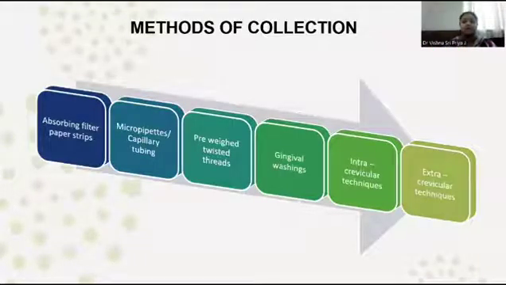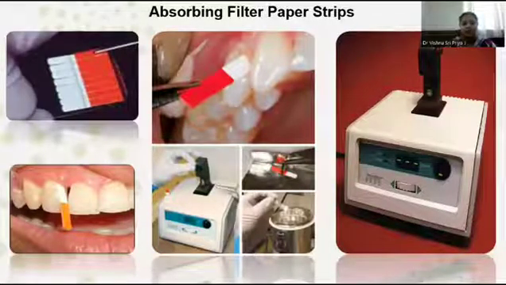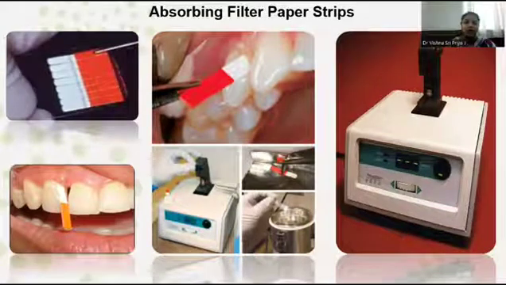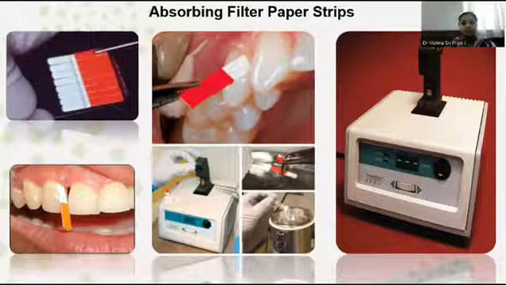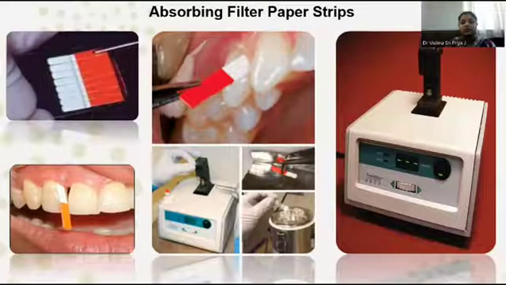There are various methods of collecting this GCF, including absorbing filter paper strips, micropipettes, capillary tubing, three-way twisted threads, gingival washings, intracrevicular techniques, or extracrevicular techniques. The first is the absorbing filter paper strips. As you see in these pictures, you have a demarcation of white and orange color. It is always preferred to hold your strip at the orange colored area rather than the white area, which is usually inserted into your crevice to measure the amount of GCF.